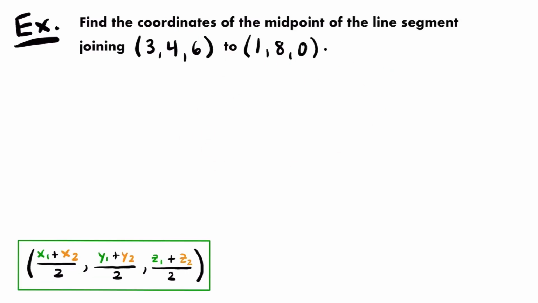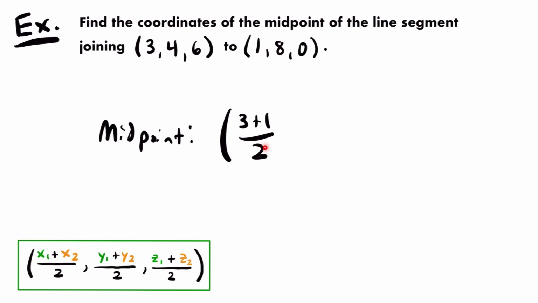All right, so here's our example. We want to find the coordinates of the midpoint of the line segment joining 3, 4, 6 to 1, 8, 0. All right, and so to do that, we just need to use our midpoint formula and take the average between the x coordinates, the y coordinates, and the z coordinates. And so let's do that. Let's find the midpoint. What we will do is take the average of our x coordinates. So we'll have 3 plus 1 divided by 2, right? We add them together and then divide by 2.